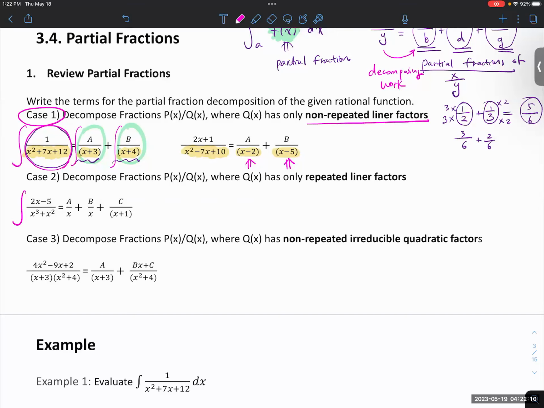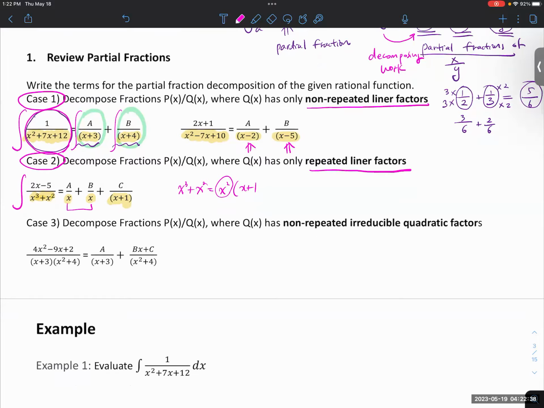Sometimes when you find the factors of the denominator, you might have a repeated factor, like x cubed plus x squared. When you take out the common factor, you have x squared times x plus 1. So x is repeating. So the second case is a repeated linear factor, case 2. Okay.